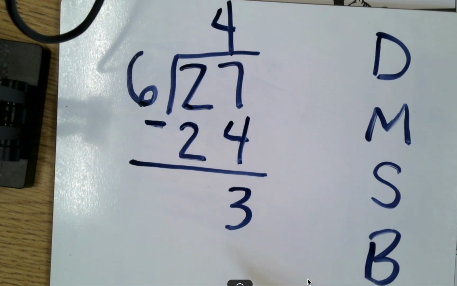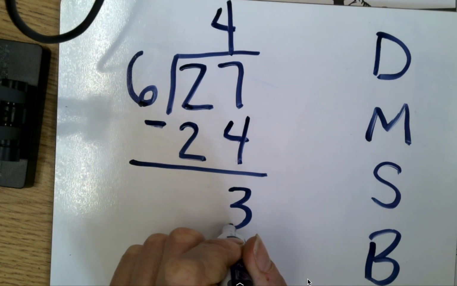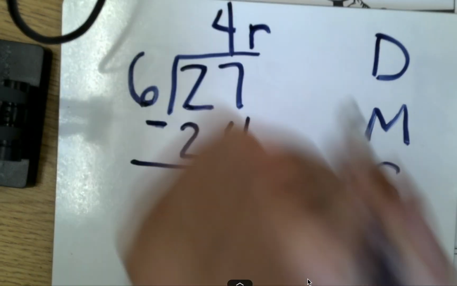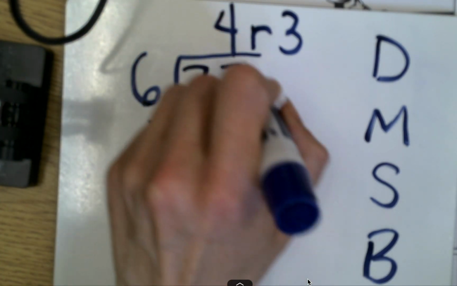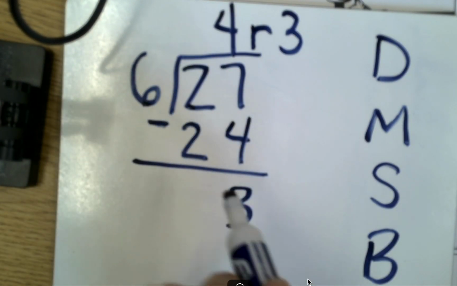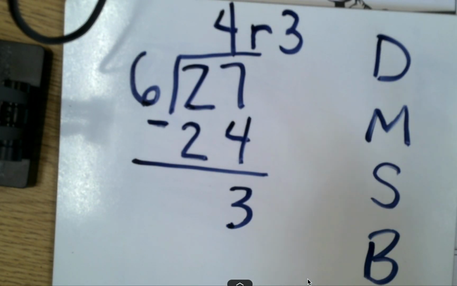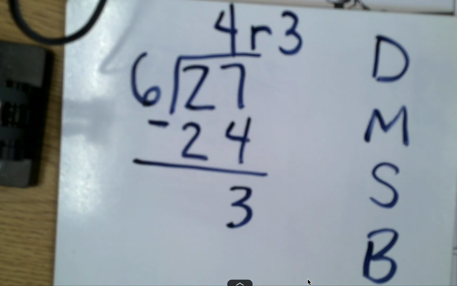Okay, and my final step is B, bring down. Do I have any other number to bring down? I don't think so. So what does my 3 become? It becomes my remainder. Say remainder, remainder. We put R for remainder and a 3. So if I had 27 cookies and 6 students, and I wanted each student to get an equal amount, each student would end up getting 4 cookies, and I would have 3 left over for myself.